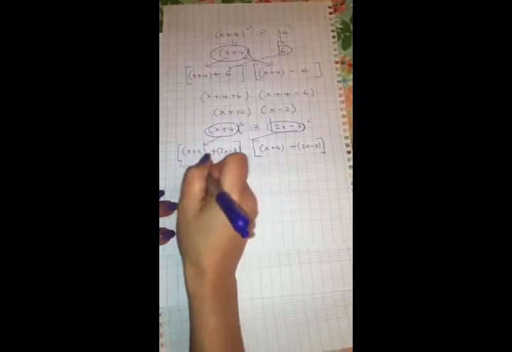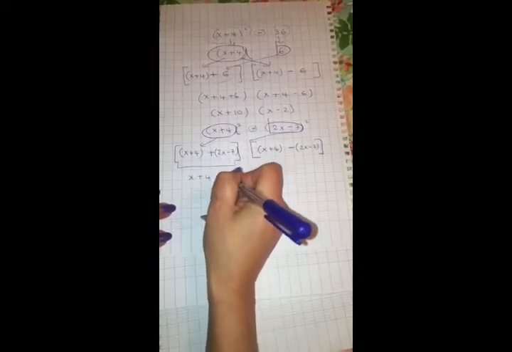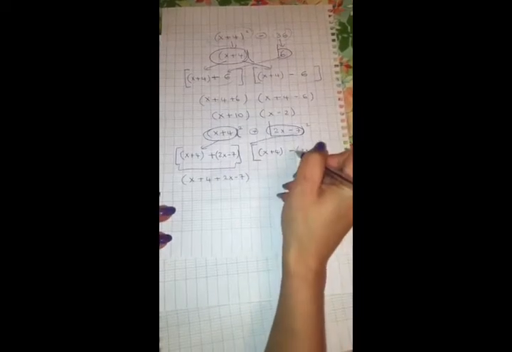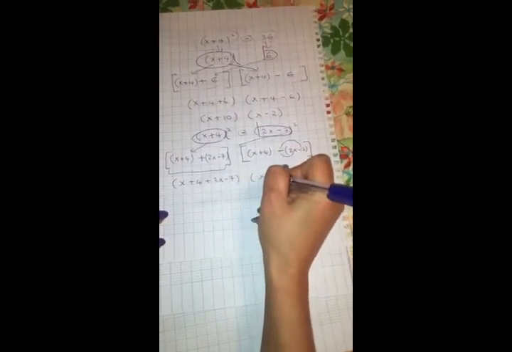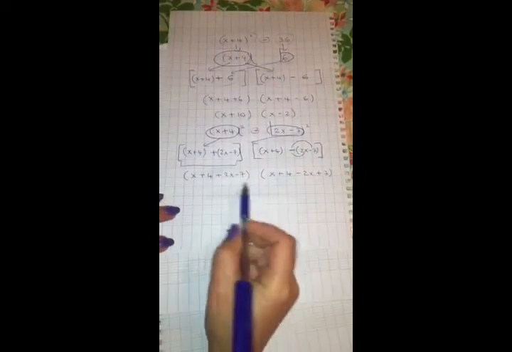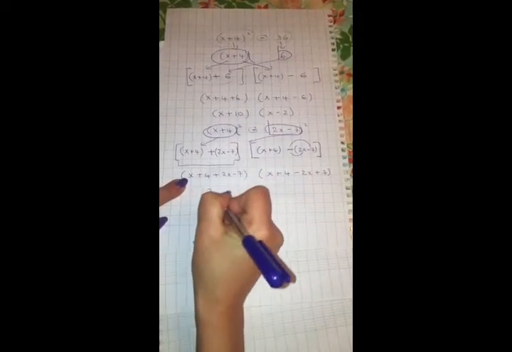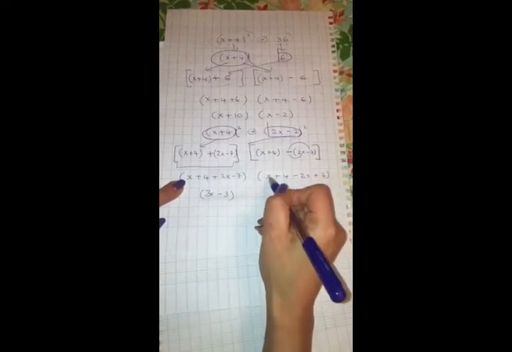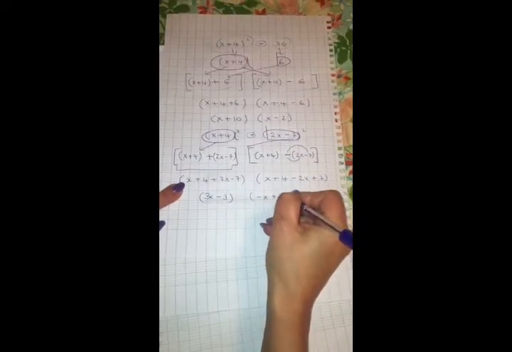Now each bracket I work on on its own. x plus 4 plus 2x minus 7. The second parenthesis I need to take care of, I need to distribute my negative sign, which is x plus 4 minus 2x plus 7. And now I add and subtract my like terms. x plus 2x is 3x. 4 minus 7 is a negative 3. And then x minus 2x is a negative x. 4 and 7 is a plus 11.